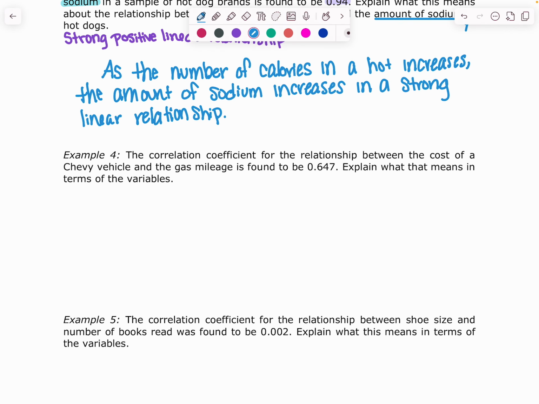So the next one, the correlation coefficient for the relationship between the cost of a Chevy vehicle and the gas mileage is found to be 0.647. Explain what that means in terms of the vehicles. So we're looking at the cost of the Chevy vehicle and the gas mileage, and that correlation coefficient is 0.647. So 0.647 is a moderate positive linear relationship.